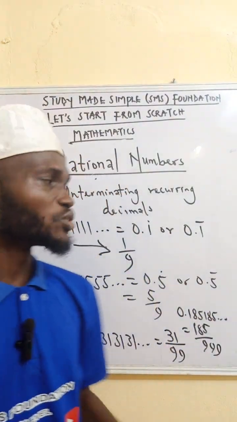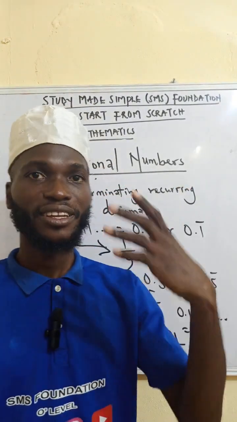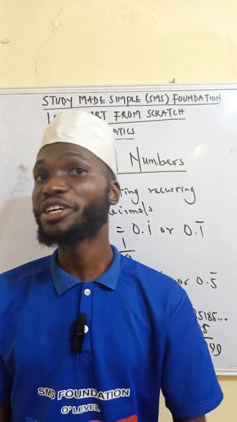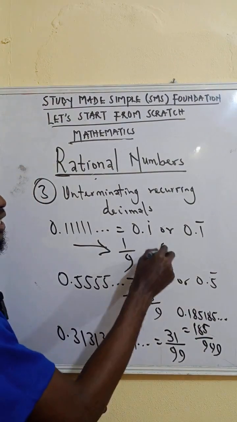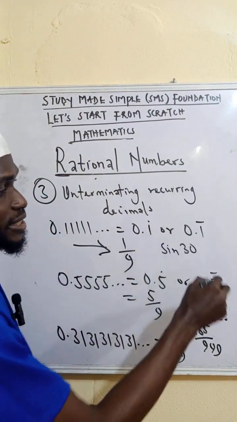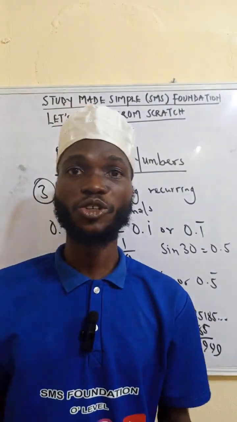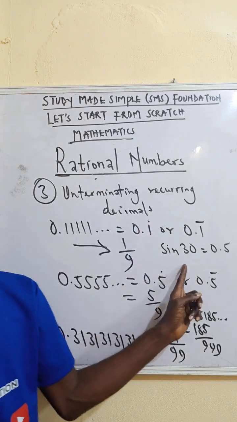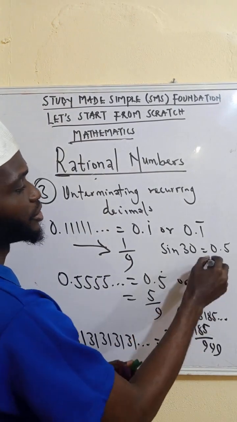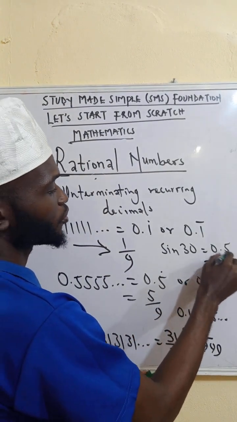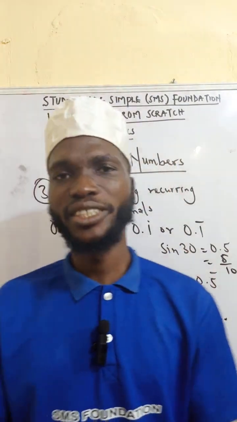It's always good to use your calculator to confirm some, because there are some ambiguous cases, like the case of trigonometry functions or roots. For example, sine 30. Sine 30 is the same thing as 0.5. You may be thinking that all trigonometry will lead to irrational. At times, some of them can be rational. This can be written as 5/10, which is 1/2. So, we'll explain more about this in a subsequent video.